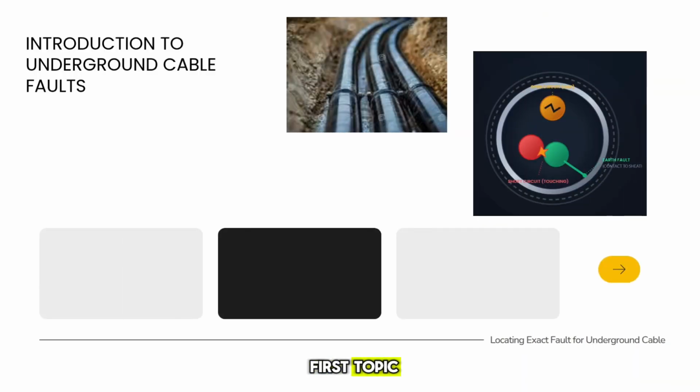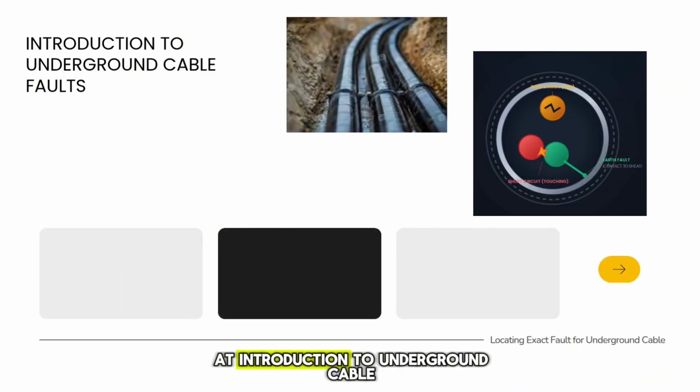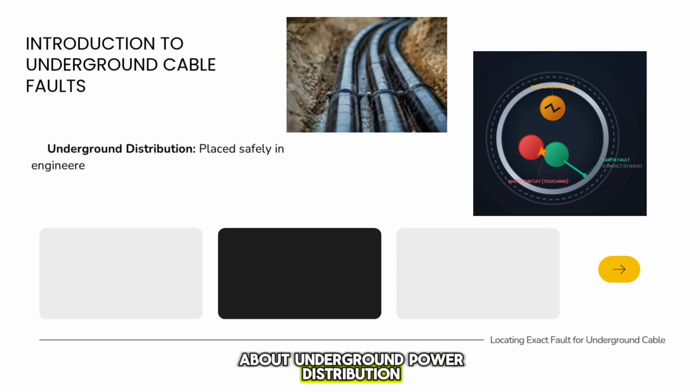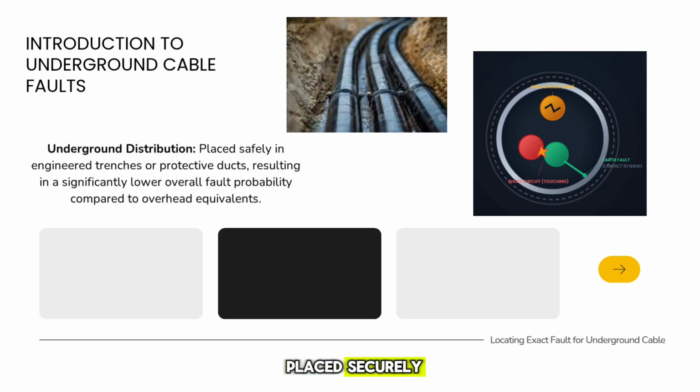Moving on to our first topic, let's take a look at the introduction to underground cable fault. When we talk about underground power distribution, these cables are typically placed securely in deep trenches or protective ducts. Because they are buried and shielded from weather, wildlife, and traffic, they actually have a relatively low fault probability compared to the overhead lines. However, when a failure does happen, it generally falls into one of three common categories.